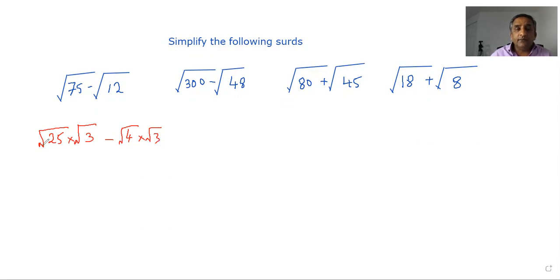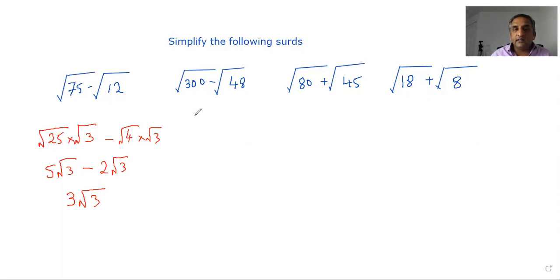Now square root of 25 is 5, and square root of 3 is just square root 3. And then minus square root of 4 is 2, so we write 2 and square root of 3. You see, now both the numbers inside the square root are the same, so obviously we can take them away. We take away 2 from 5, so we get 3, and square root 3 stays the same. So we write this. And that's it really.